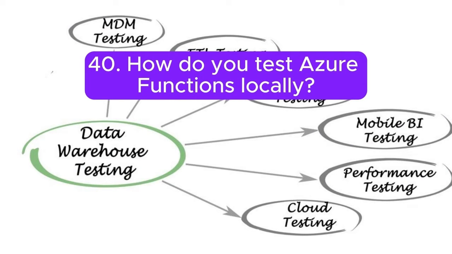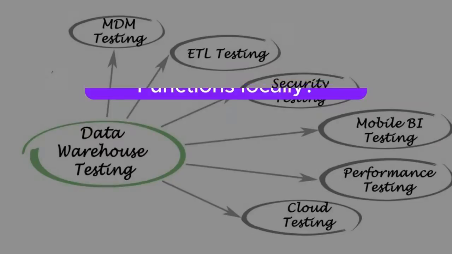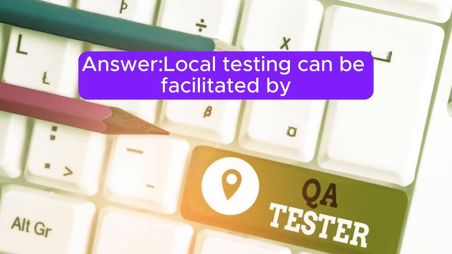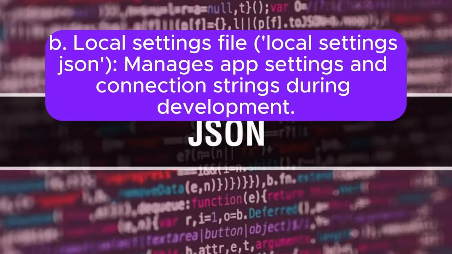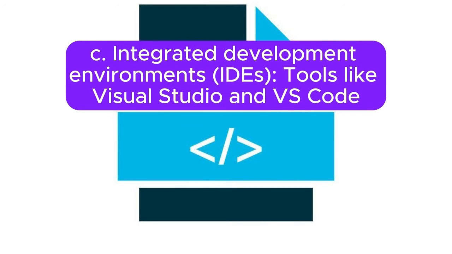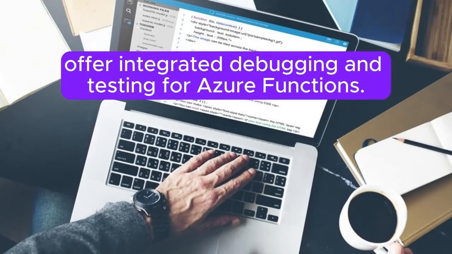40. How do you test Azure Functions locally? Answer. Local testing can be facilitated by A. Azure Functions Core Tools, which allows you to run a functions host on your local development machine. B. Local settings file, local.settings.json, manages app settings and connection strings during development. C. Integrated development environments. Tools like Visual Studio and VS Code offer integrated debugging and testing for Azure Functions.